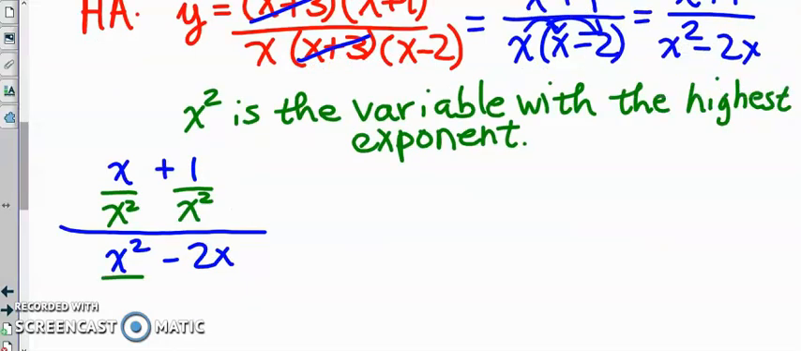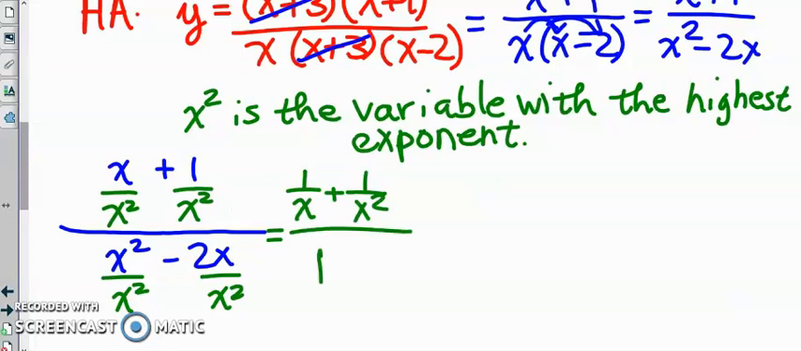So we're dividing each term by x squared. All right, simplify it down. So here we get 1 over x. This gives us 1 over x squared. We get 1 here. And then 2 over x, sorry, 2 over x.